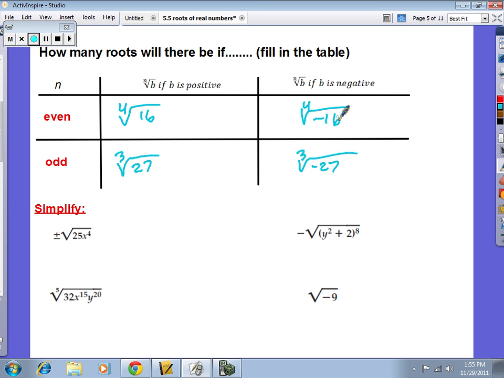Okay, how many roots are there going to be to this? What's the 4th root of 16? It's plus or minus 2. So anytime it's even, there's going to be 2 answers. One positive root and one negative. What about this? What if it's cubed? So what if it's odd? Anytime your index is odd, how many roots will there be? There is only going to be one positive root.